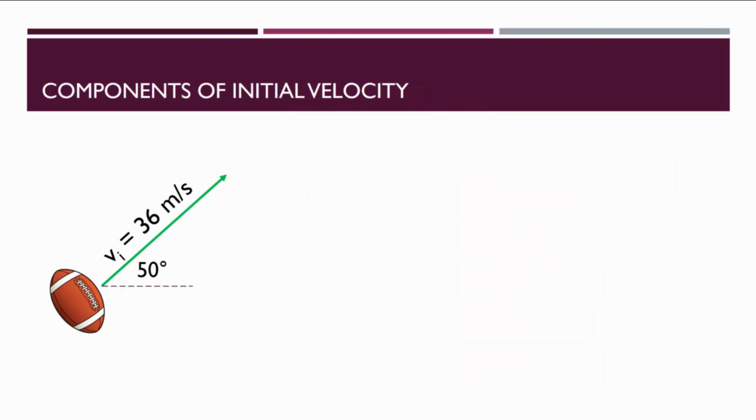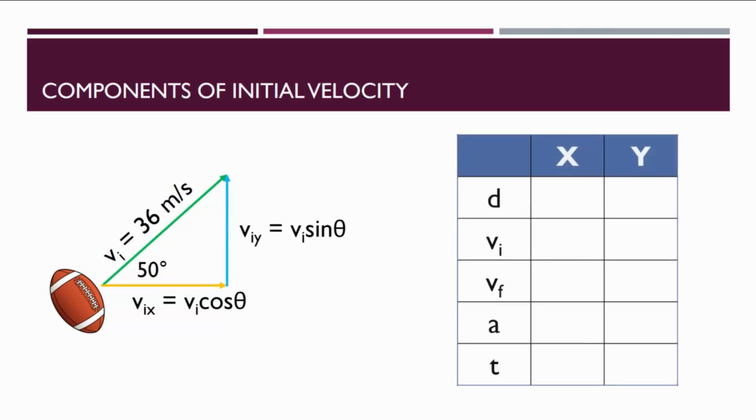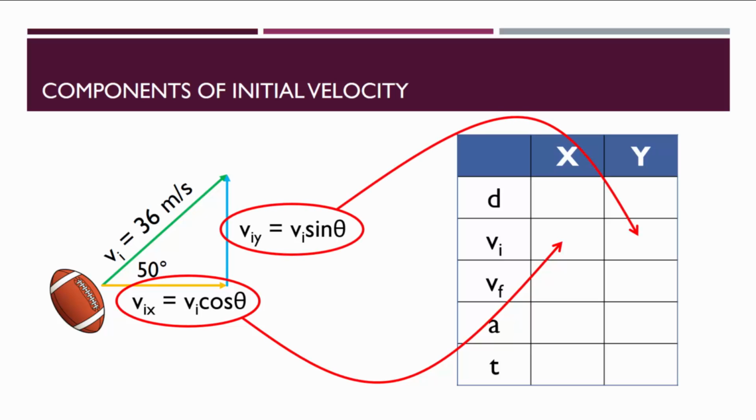We have to figure out the components of the initial velocity. The horizontal component, VIX, and the vertical component, VIY. Once we've calculated these, we can put them in the table. Therefore, VIX will be VI cosine theta, and VIY will be VI sine theta.